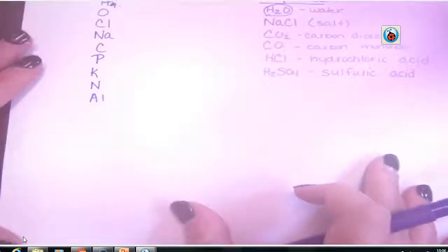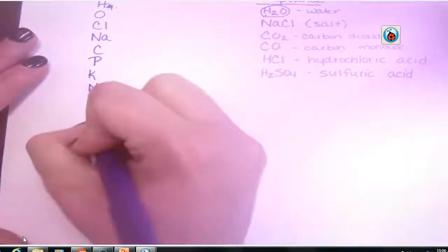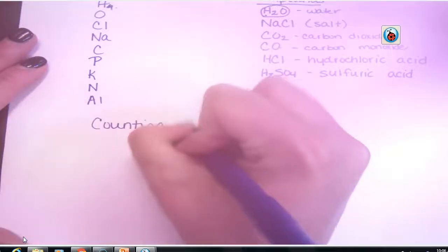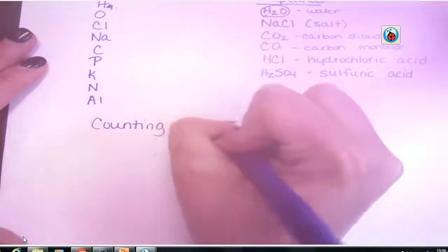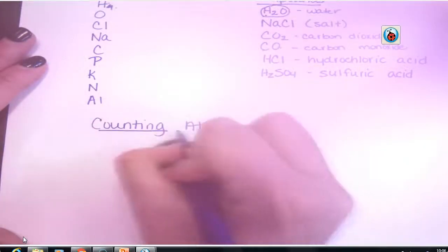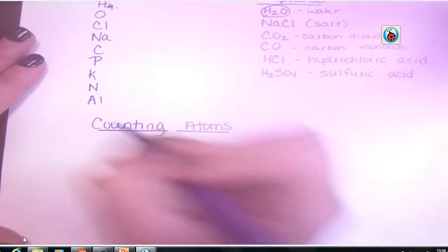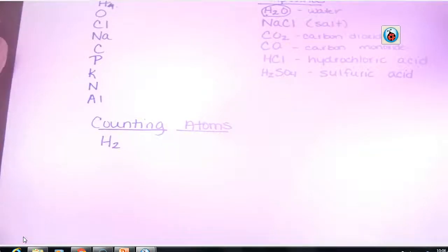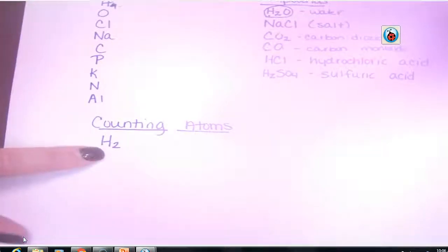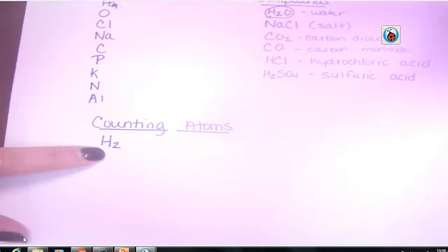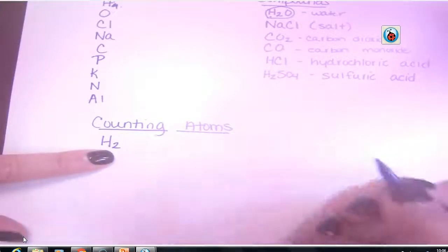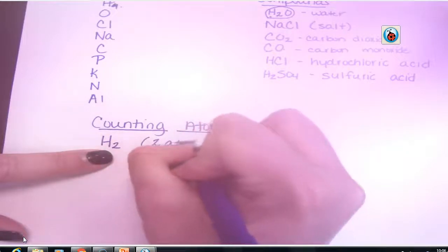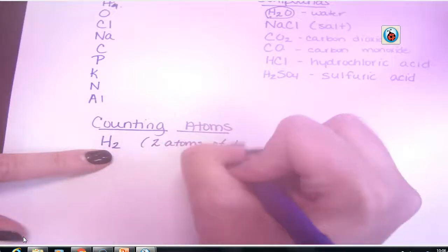Now, as far as counting goes, it's really important that you have a good foundation in knowing how to count atoms. So, for example, H2, what does that mean to you? First of all, what element is that? That is hydrogen. And how many are there? So that means there are 2 atoms of hydrogen.